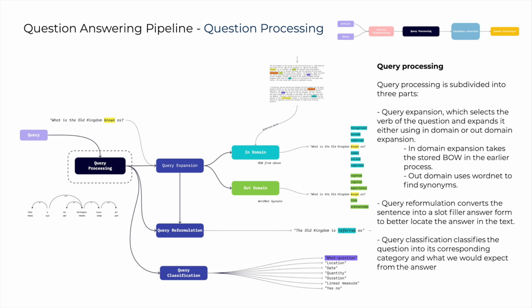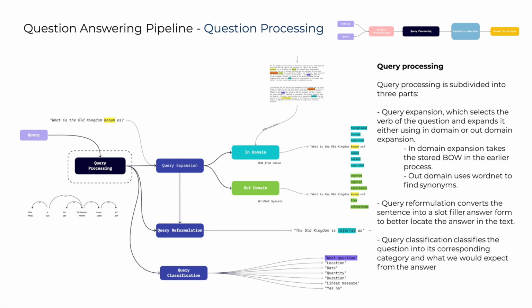The question processing part receives a list of questions. Each question is processed into three main sections: query expansion, query reformulation, and query classification. The goal of this procedure is to approximate the question to the answer via expansion and reformulation. This increases the odds of finding the sentence that includes the answer.